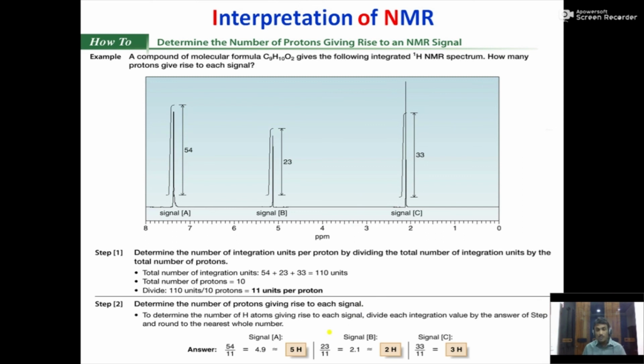This NMR spectroscopy is quite sensitive. It can detect the signal up to the 7th decimal point with accuracy. We are generally sticking with 2 decimal points or like that.